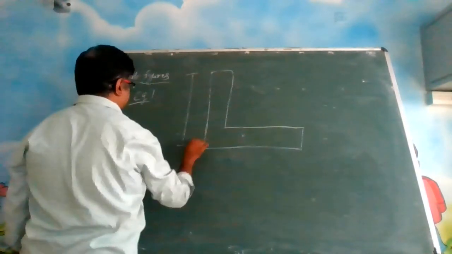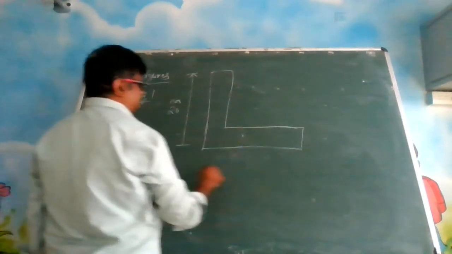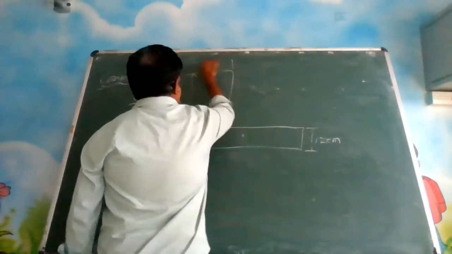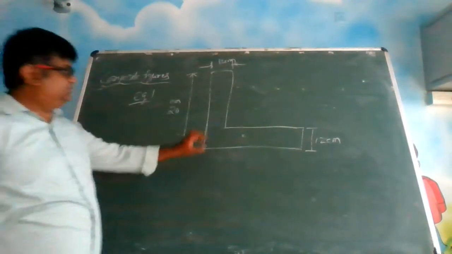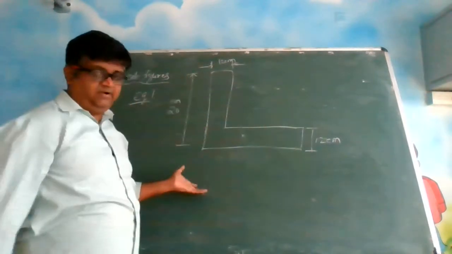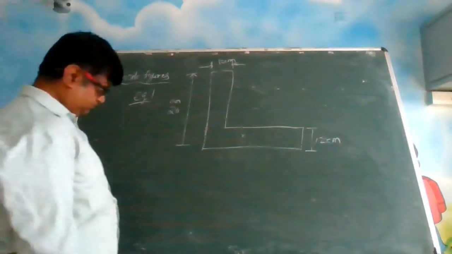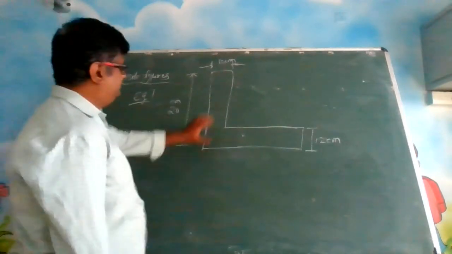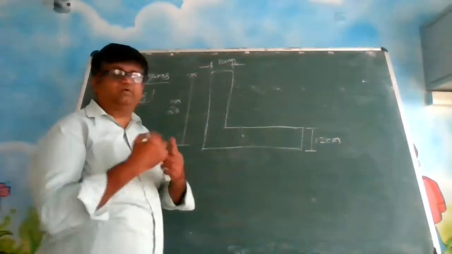For this figure we want to find out the centroid. The dimensions are given, all in centimeters. So this is 12 centimeter and this is also 12 centimeter. What are we trying to find out? We are trying to find out the center of mass, because this is a geometry, the centroid of this figure. Often such questions are asked. So how to proceed? This is a big area. We need to break it into small areas, of which we know the centroids.